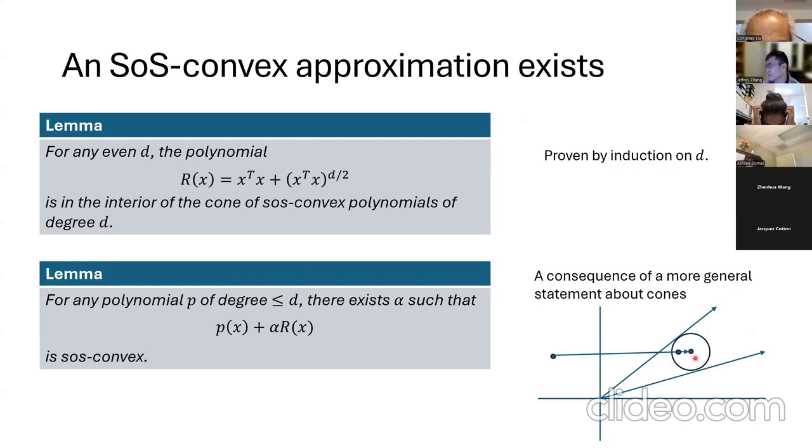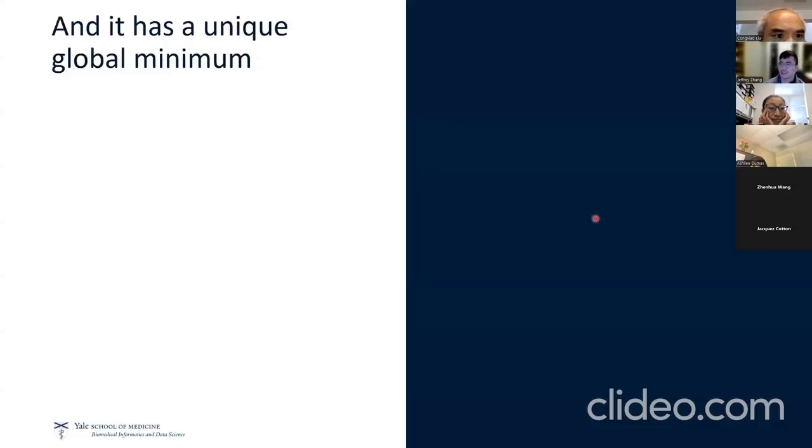You have this function here that's in the interior, and then you have any other polynomial, and there is some convex combination of these two that lies inside the cone of SOS convex polynomials, and then you can kind of back out what alpha needs to be based on that. So we know that we can actually find the coefficient to put in front of the regularization term. The next thing we need to do is argue that it has a unique global minimum.